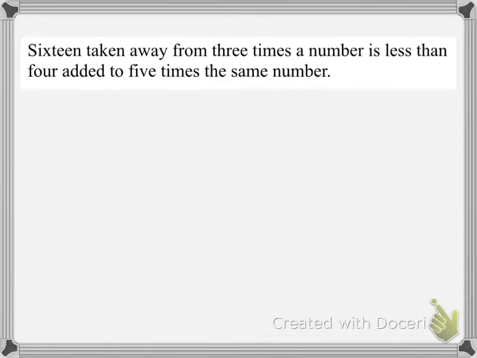For the next one, we have 16 taken away from 3 times the number is less than 4 added to 5 times the same number. Okay, so I'm going to do the first part of the inequality first. 16 taken away from 3 times the number. So I know 16 taken away is going to be a minus. 3 times the number is going to be 3x. So we're actually taking away 16 from 3x. So we're not going to write 16 minus 3x. We're going to write 3x minus 16.